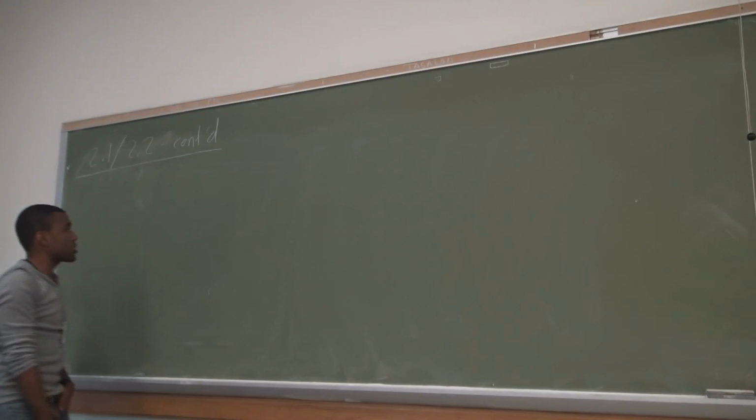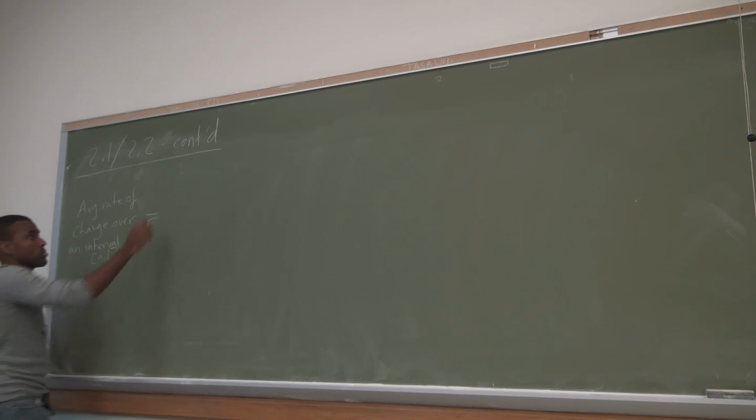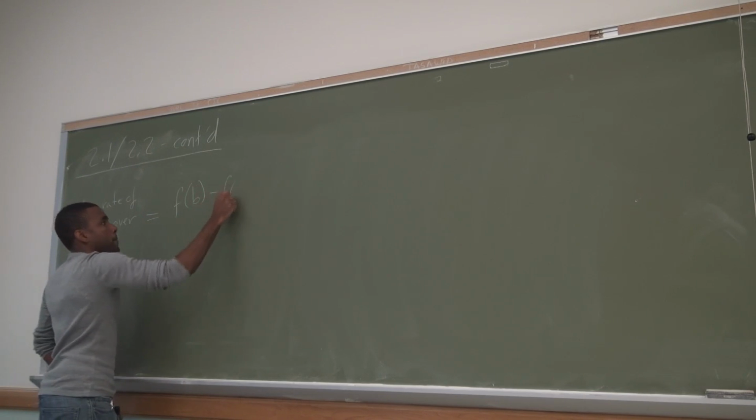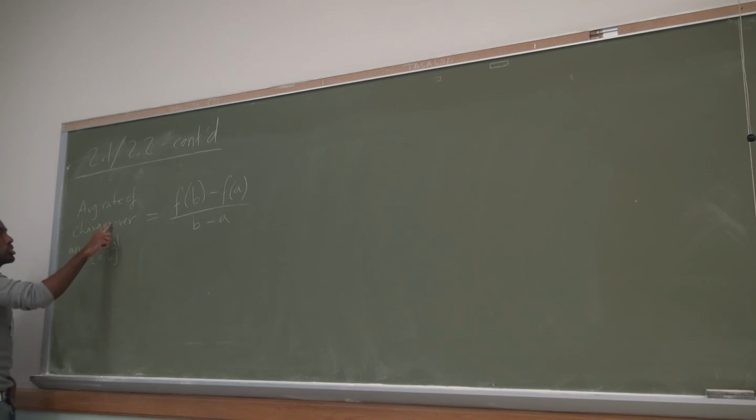It's been a long time. What did we cover so far in chapter 2? We talked about average rate of change, say over an interval AB. What was that? Average rate of change of a function f over some interval. You hear about that. We spoke about instantaneous rate of change.